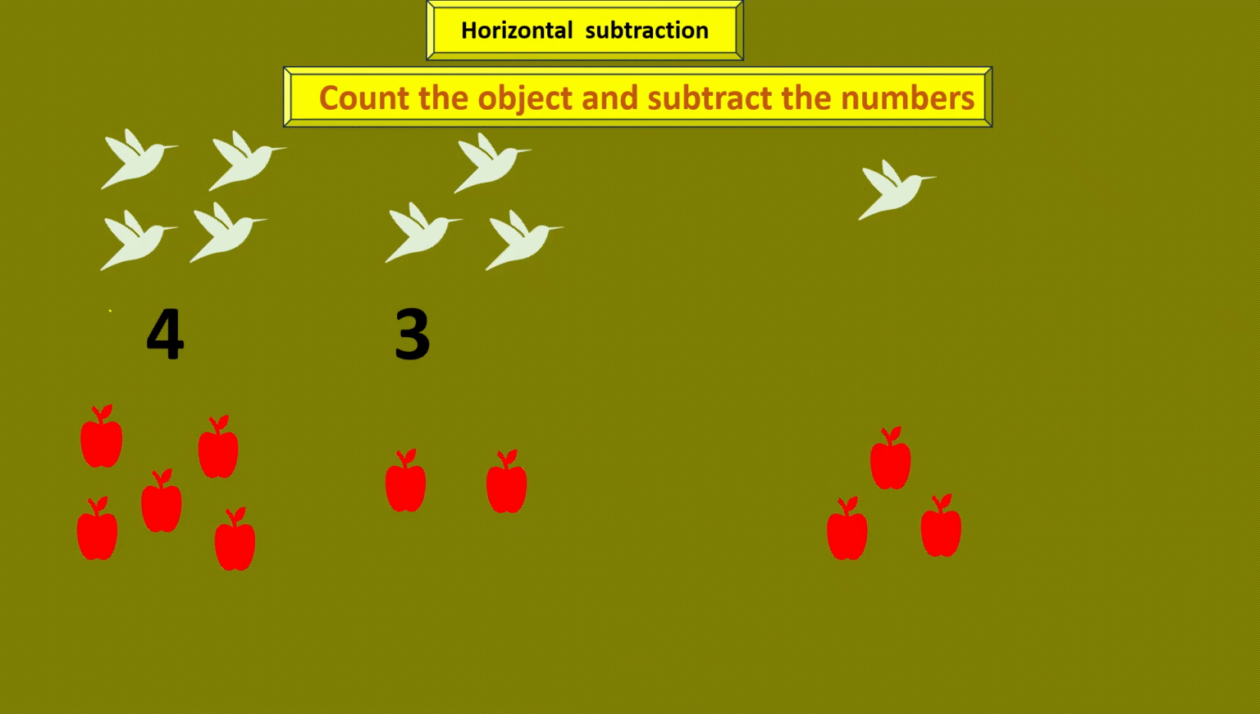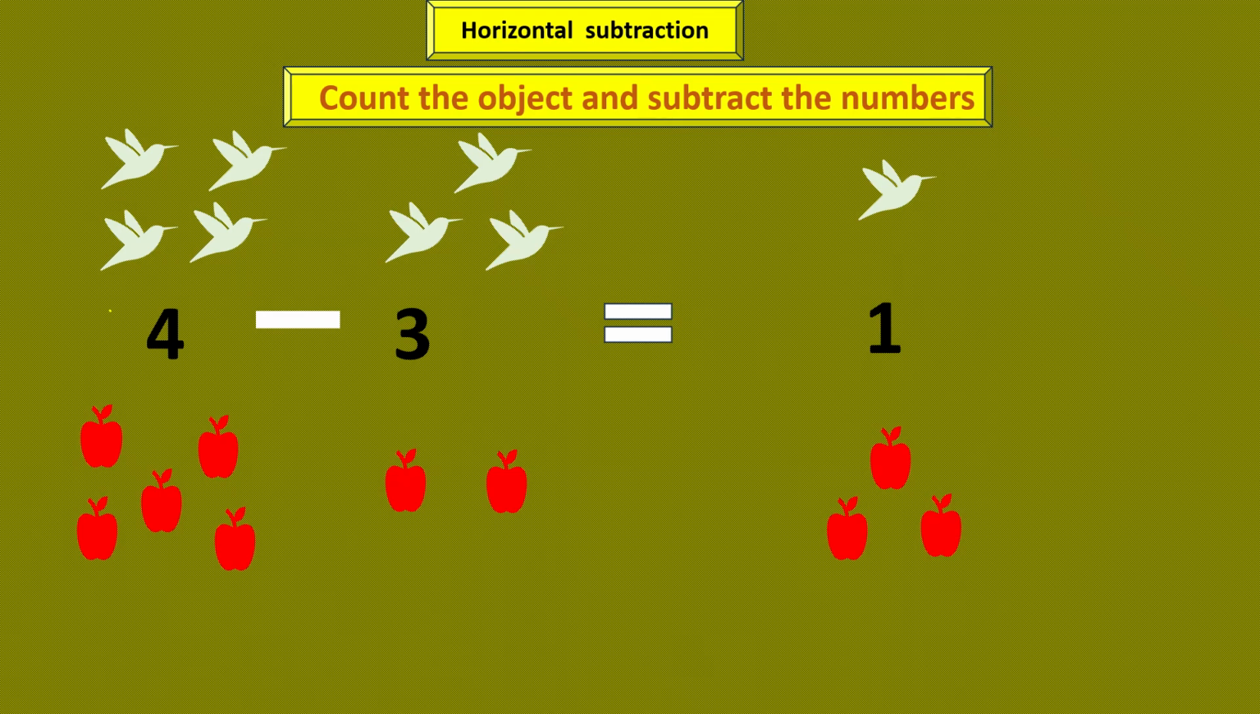So how much is left over here? 1. And between them we use a symbol that is a minus. So from 4 minus 3, what is the outcome here? It's 1 left over.